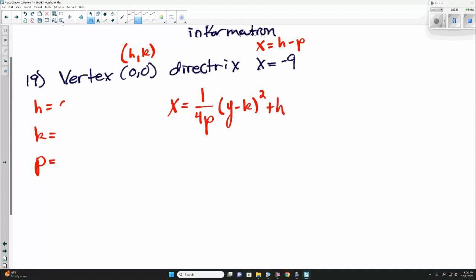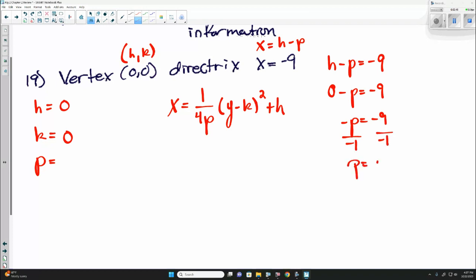The vertex, H comma K, tells us the value of H and K are 0 and 0. The directrix tells us that when we plug the values of H and P into the equation, it should simplify to -9. Now we're told that H is 0 from the vertex, so we have 0 minus P equals -9, or that -P is equal to -9. Now we can multiply or divide by -1 to simplify P from -P to +P, and that tells us the value of P is 9.